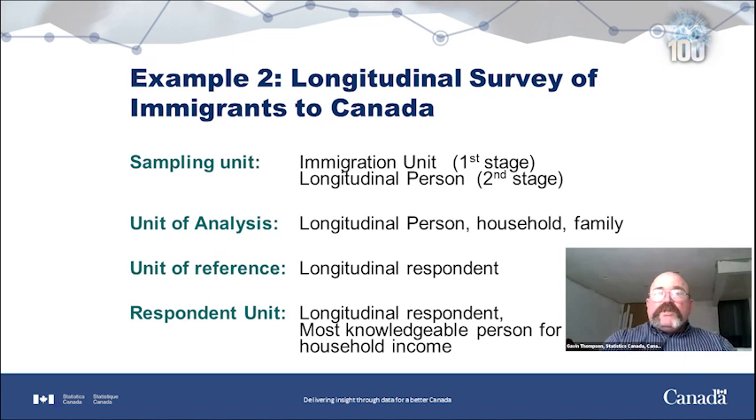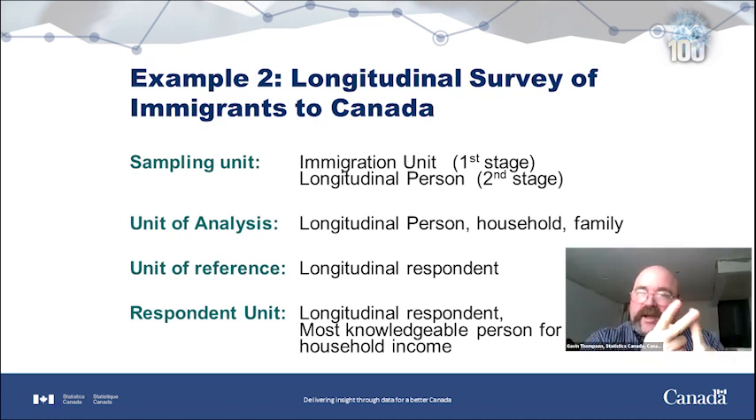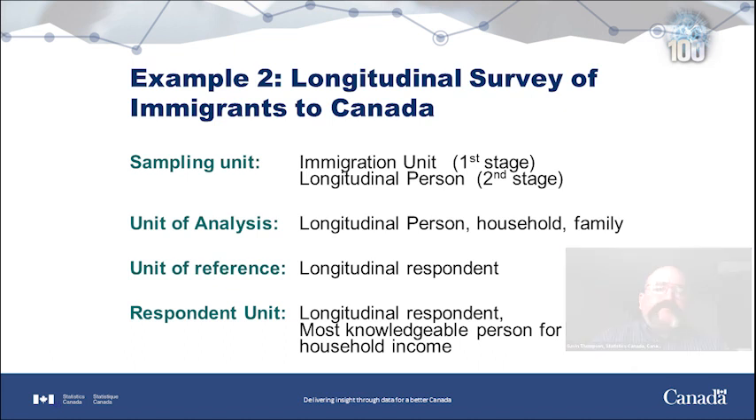For the longitudinal survey of immigrants to Canada, the sampling unit is something called an immigration unit, and from there we'll select longitudinal persons. The analysis we'll do is at the person level, their household, and their family. We have statistical definitions of all three of these. We'll have a longitudinal respondent, and we may have a respondent who's different for household income. For example, if we happen to get a young adult, say 18 years old, they may not know how to answer the household income questions. So we'll have a second respondent who does hopefully know about household income to answer the survey.